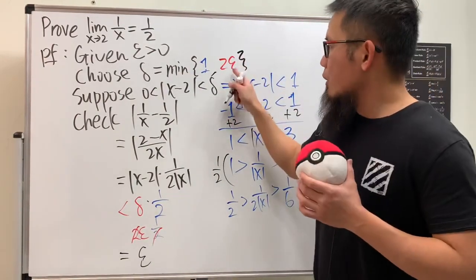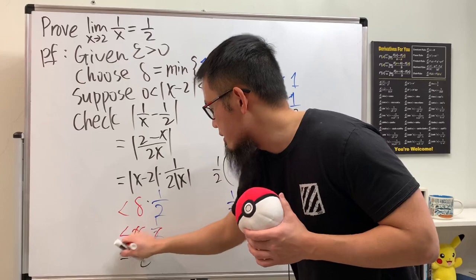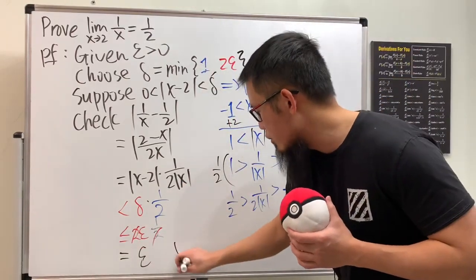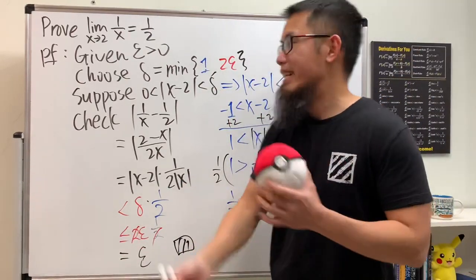Well, as you can see, because it's the minimum, so here the inequality goes like this. And then you know what? We are all done. So just go ahead and put a box like my shirt right here. That's it!